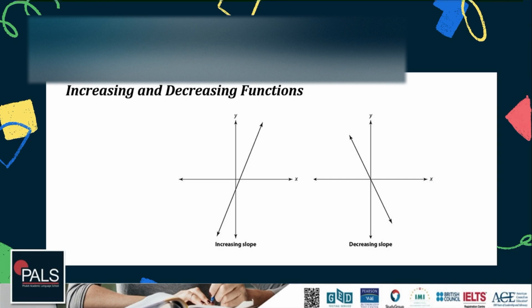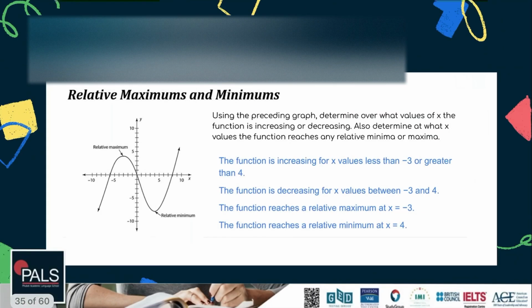So this one is an increasing and decreasing function. This one is an increasing function and this one is a decreasing function. How do we know? We can predict increasing or decreasing functions from the slope of the line.